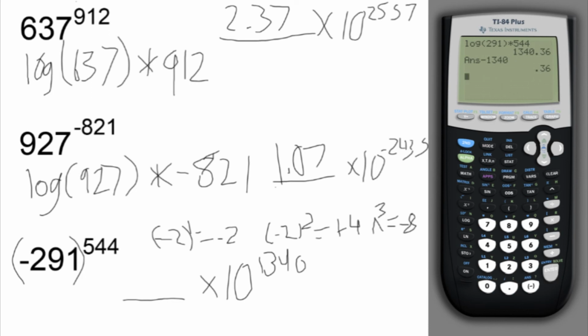Now, we're going to subtract 1,340 to get it between 0 and 1. And we have 0.36. Now, we type second log and then second negative. So we have 10 to the power of answer. Click enter and we have 2.28. So our final answer is 2.28 times 10 to the power of 1,340. Suppose it was to the power of 543, like we mentioned earlier, we'd have to put a negative in front of it. But because it is an even exponent, it is positive.